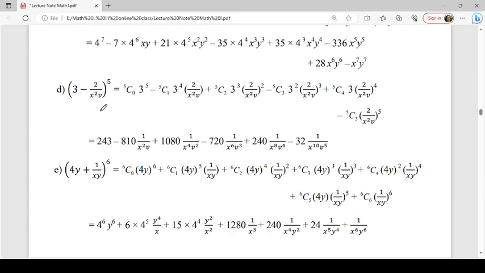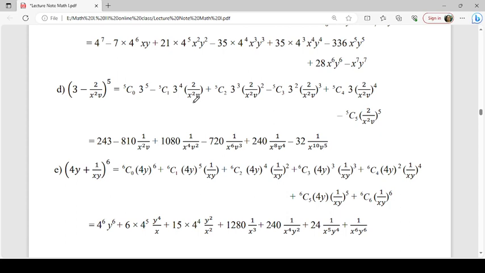So we are expanding this one, say. In this case n is 5, so it is 5C0. Then 3 to the power 5 is the first term. Then minus 2 by x square whole to the power 0, so it is 1. Then plus 5C1, then 3 to the power 5 minus 1 is 4, then minus 2 by x square.